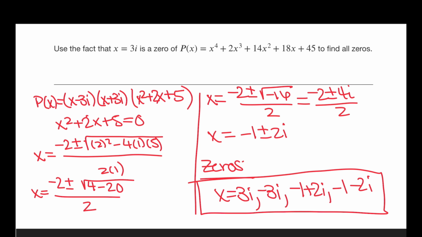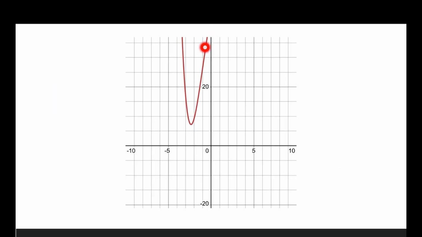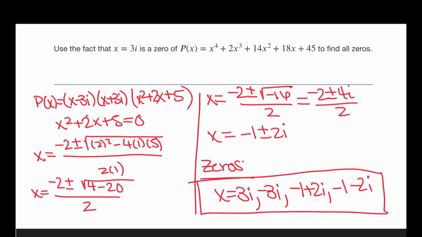I do want to show you if we actually graph this polynomial, it doesn't have any x-intercepts. It doesn't cross the x-axis at all. And that is because all of these zeros are imaginary. That's why we're not seeing them in our graph.